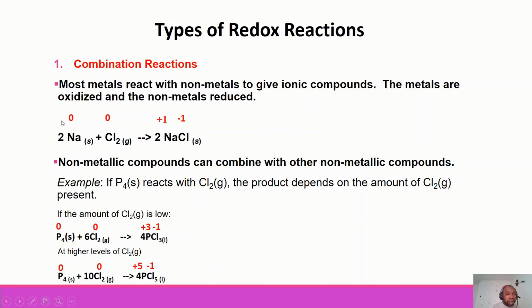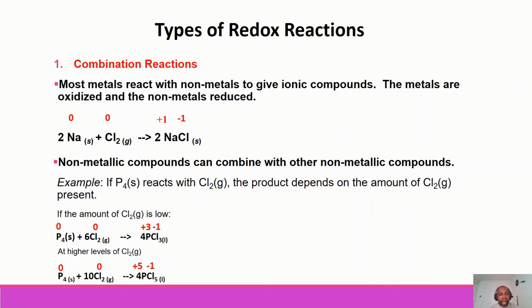So for example, you can see that sodium is 0 oxidation number. Chlorine is also 0. Why? Because they are in their neutral state. But when they combine, you can see that sodium is now +1 and chlorine is -1. So in other words, sodium increases, that is oxidation, and chlorine decreases from 0 to -1, that's reduction.